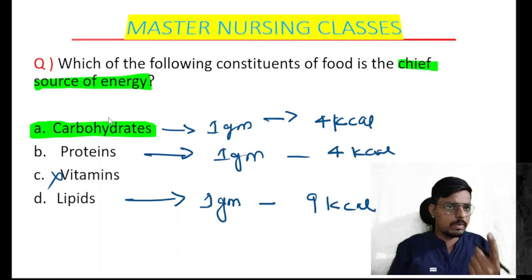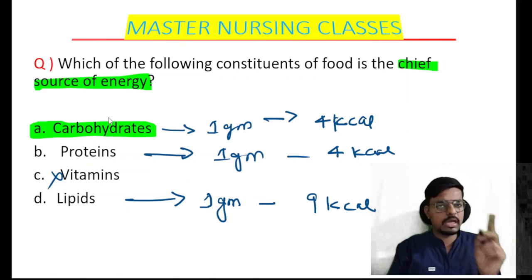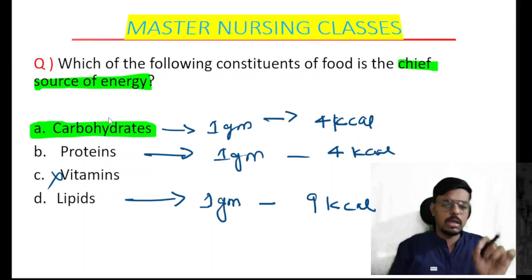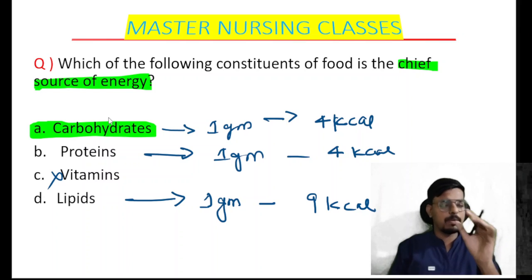Okay, what is another type of question they will ask? Yes, they can ask like, the person is having 2 gram of carbohydrate and 1 gram of protein and 2 gram of lipids in his diet. Total how much kilocalorie he had in the morning breakfast, they will ask. Okay, so you have to calculate like this.